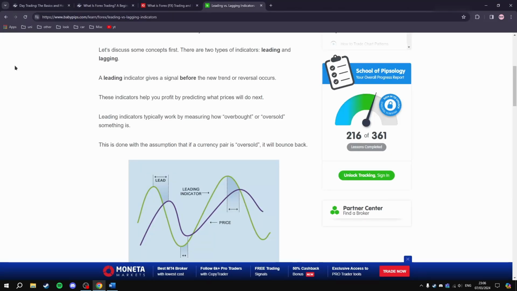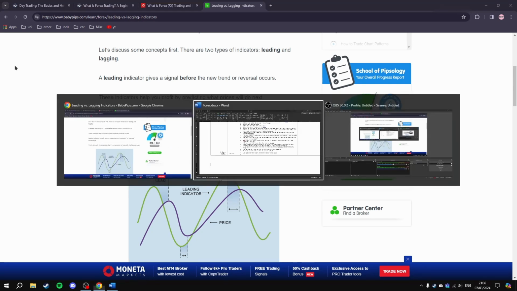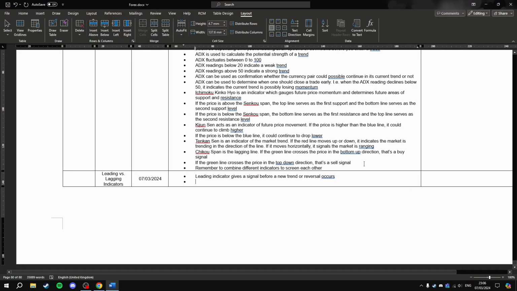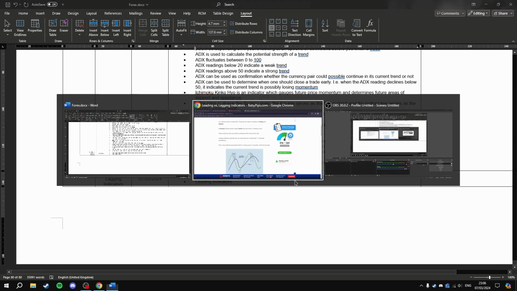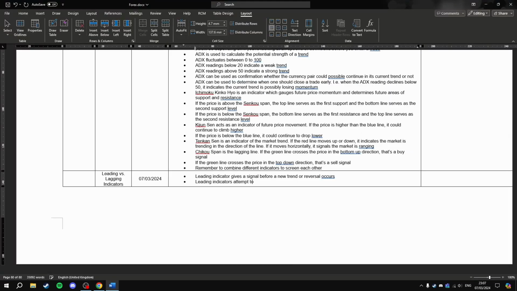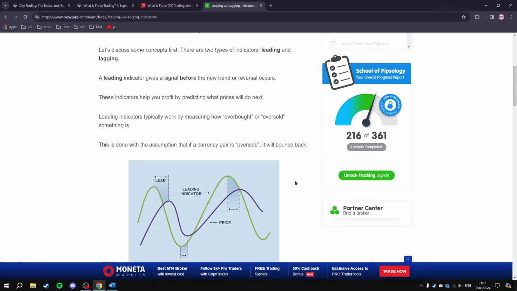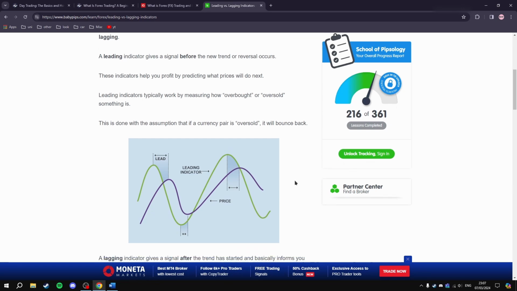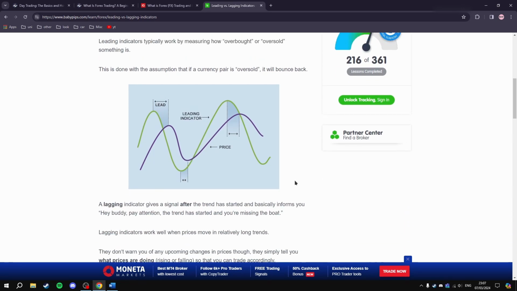These indicators help you profit by predicting what prices will do next. Leading indicators attempt to predict what prices will do next. Leading indicators typically work by measuring how overbought or oversold something is.